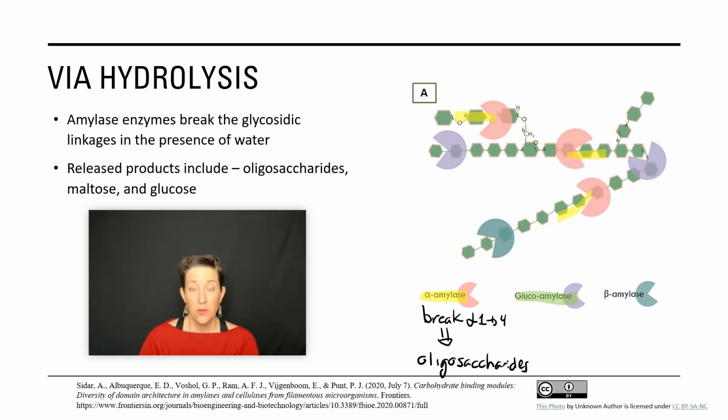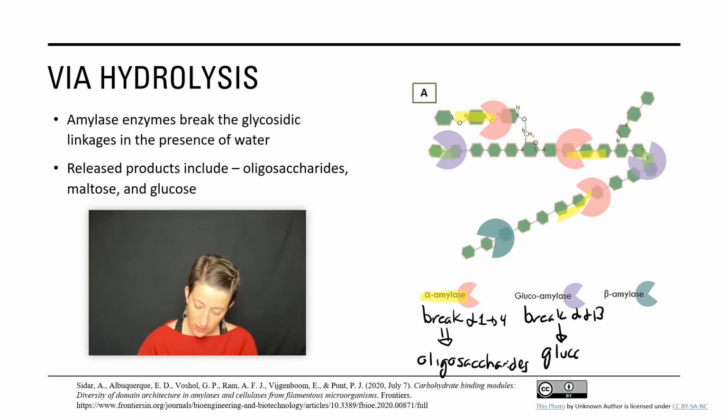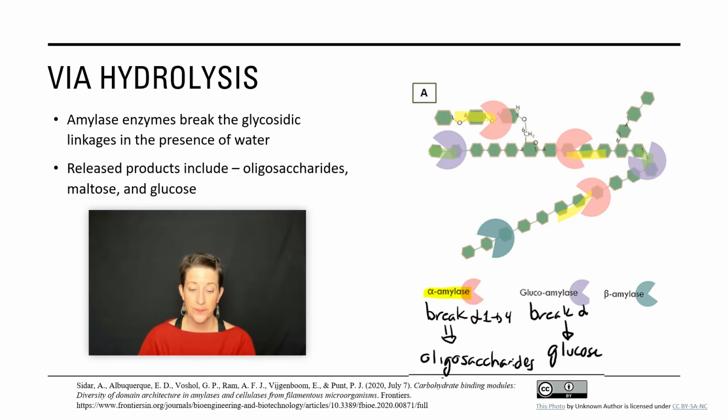The glucoamylase will specifically hydrolyze one alpha-1,4 or alpha-1,6 glycosidic linkage. So here is where the branching can get broken up in like amylopectin. Because it's breaking one linkage at a time, it's going to release glucose as that product.